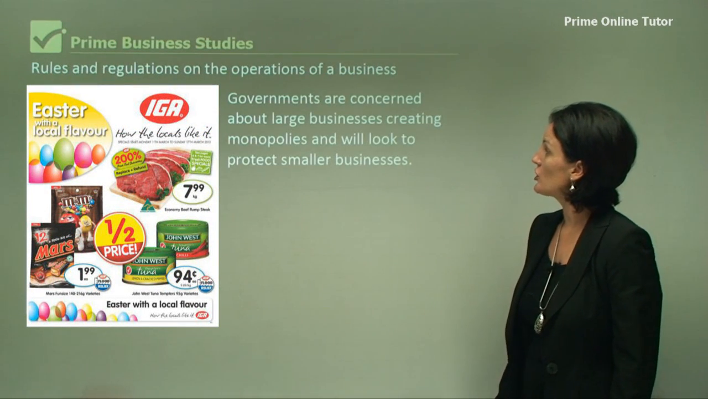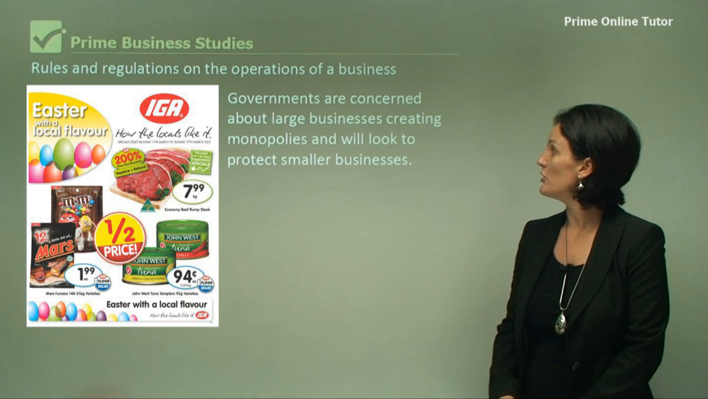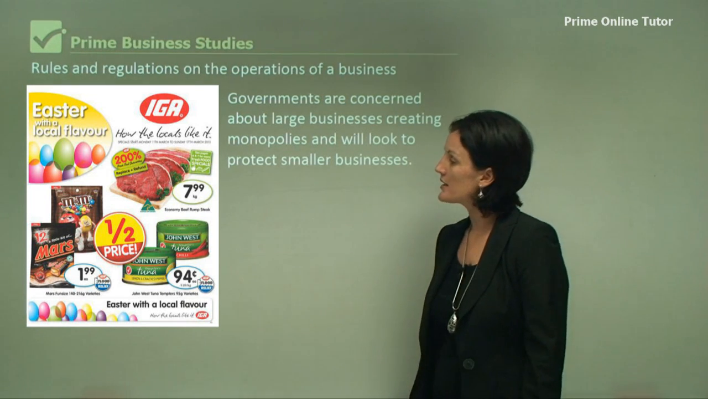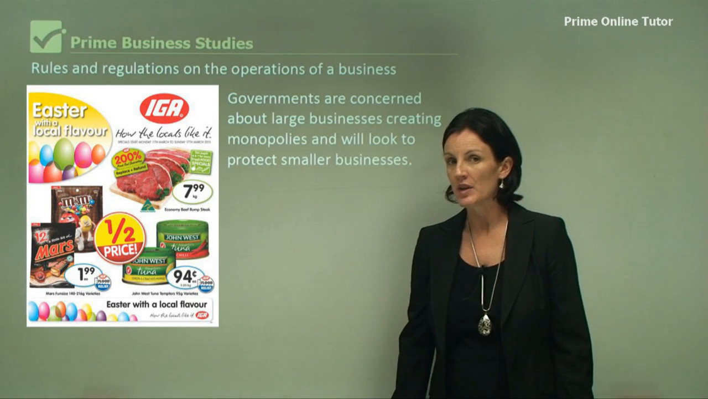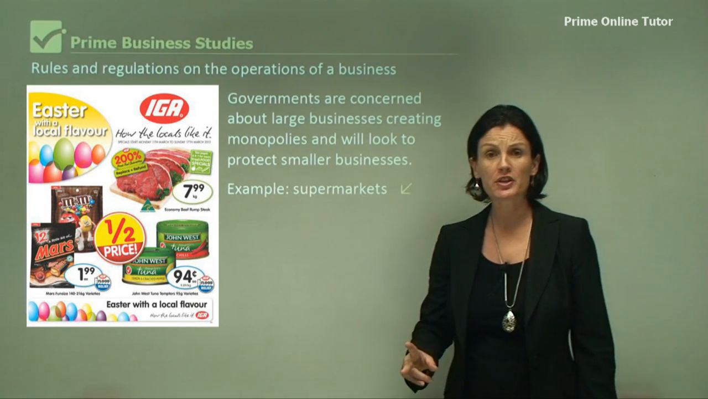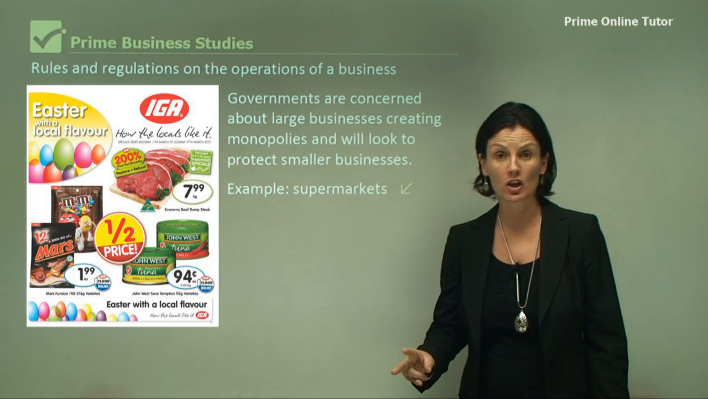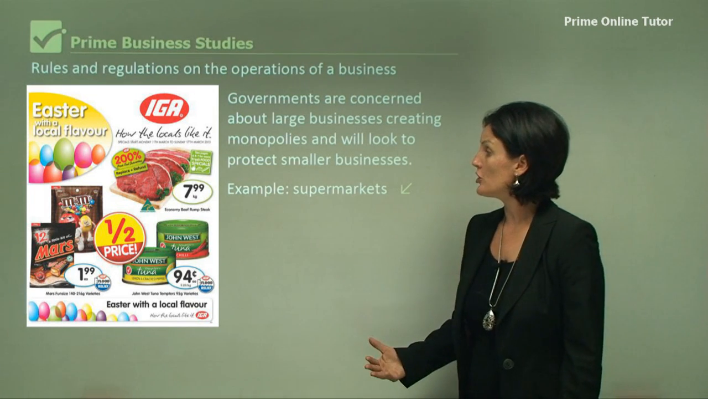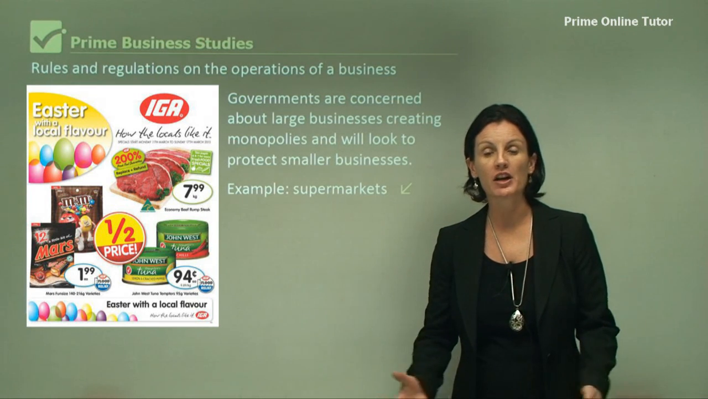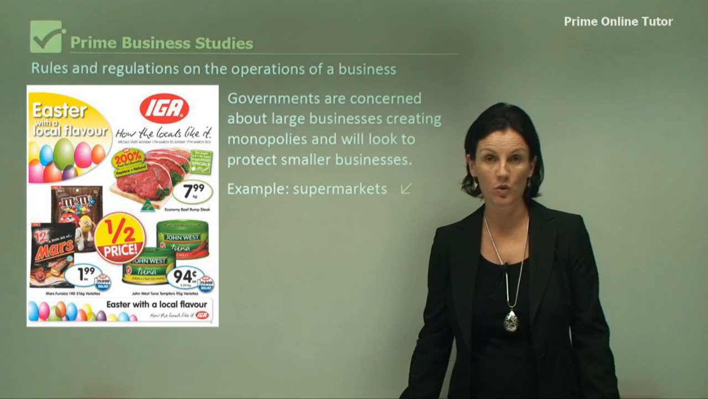Now, governments are concerned about large businesses creating monopolies and will look to protect smaller businesses. We can see this in the case of supermarkets. In Australia, we have two dominant supermarkets, Woolworths and Coles. For the consumer, this is very good because these supermarkets are providing all the goods and services that we require.